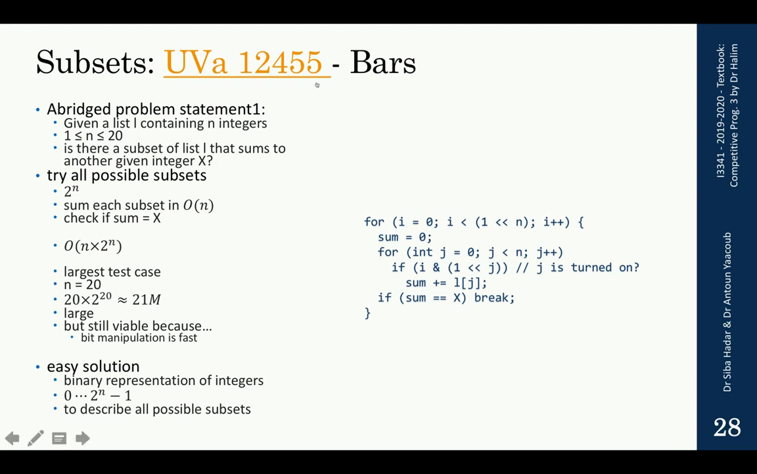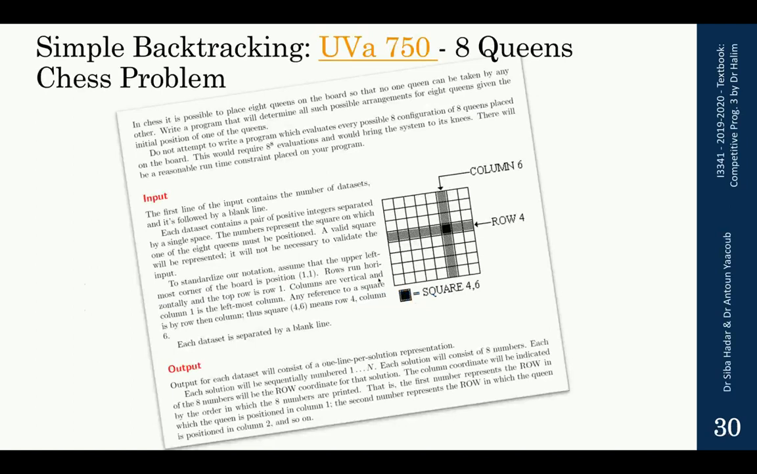With this problem, we terminated our first subsection of the complete search section, and next is the recursive subsection. The second subsection of complete search is the recursive complete search, after the iterative complete search. In this subsection, we will see simple backtracking, which is recursive backtracking, and we will consider UVa 750, which is the 8 queens chess problem.